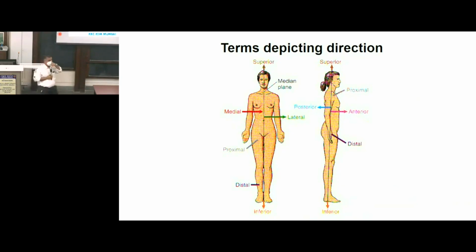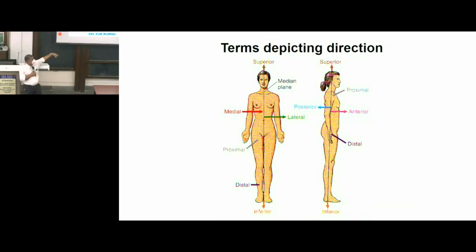Anything that is towards the head is called superior. Towards the toes or tail actually is called inferior. Towards the front is called anterior. Towards the back is called posterior. In the midline is called median, ending with N. Away from the midline is lateral. Not in the midline but close to the midline is called medial, ending with L. So medial is not in the midline but close to the midline. Anything that is away from the midline is called lateral.